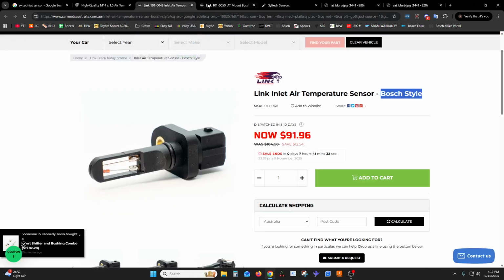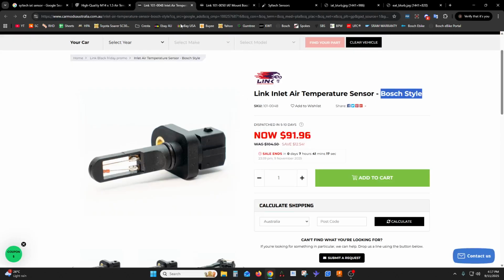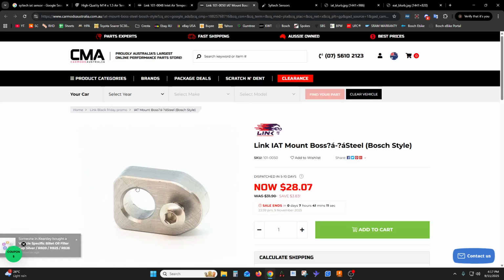But I wanted to upgrade it. So I thought, hang on a minute, because I'm always looking for places I can upgrade. I thought, you know what? It's got one of these old cool air temp sensors. Let's have a look. What can we do? So I saw one of these, $90, okay? And then I'd have to buy one of these and get it welded on.